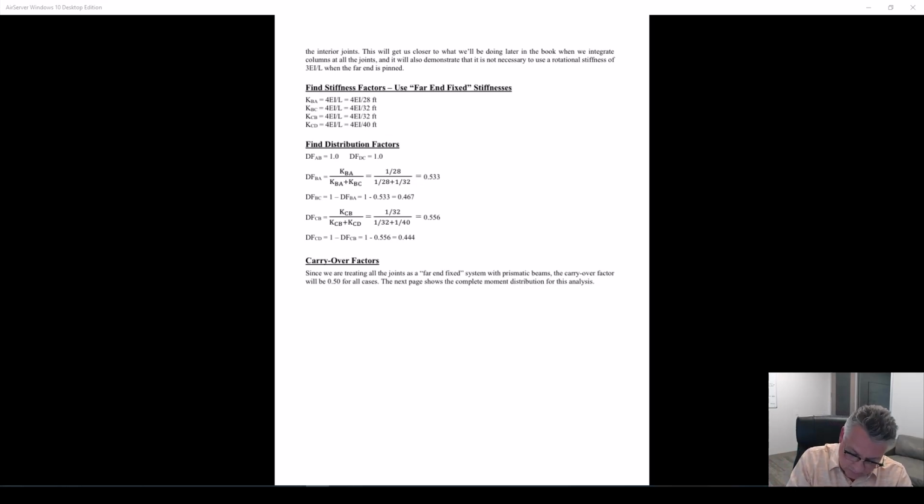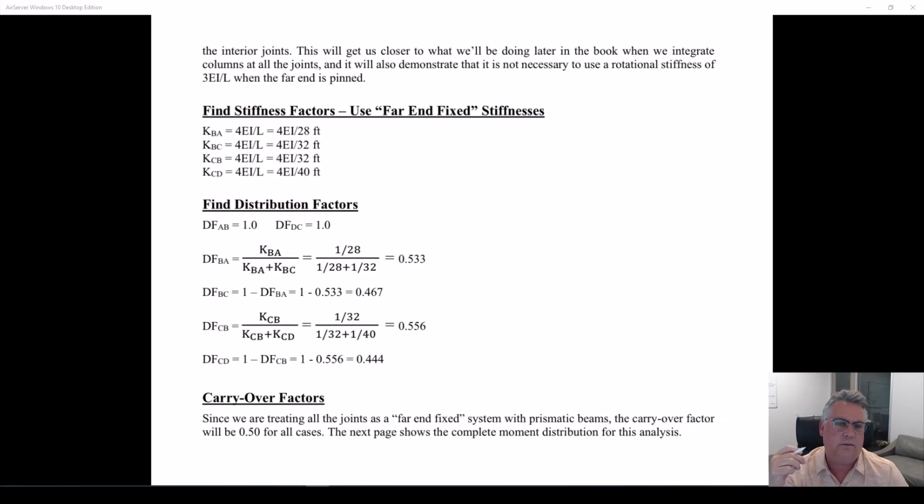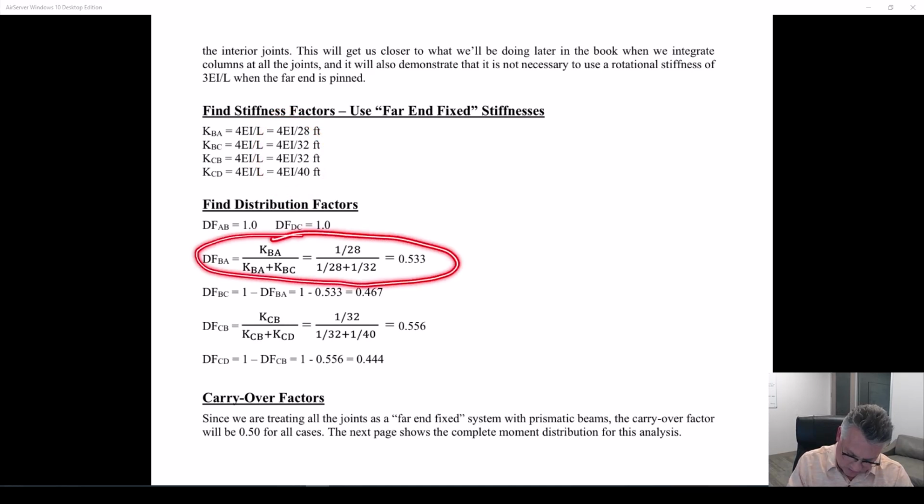We could have said, I don't want to take advantage, or I don't realize, or I don't believe that 3EI over L is the right stiffness factor if the far end is pinned, and the moment will end up being 0 at the 2 far ends of this multi-span beam. So I could just use 4EI over L. I could calculate different distribution factors based on that. So now this distribution factor BA is different. All of these are now different.